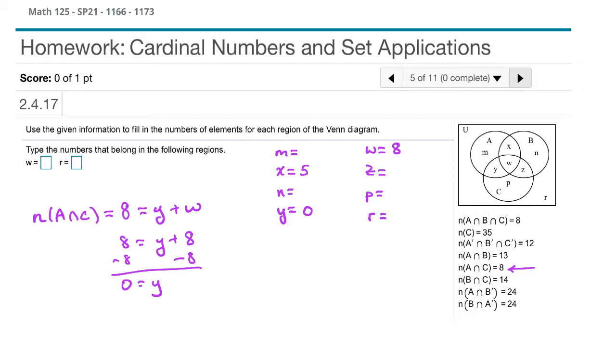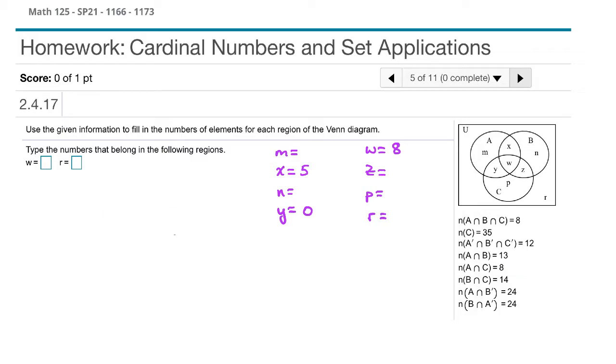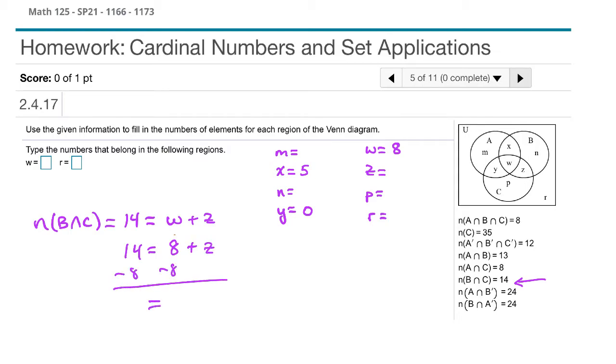Now, let's do the same thing for B intersect C. For B intersect C, we have a value given of 14. So the cardinality of B intersect C is 14. Where B and C overlap are the regions W plus Z. Again, we know that the value of W is 8, and so if we subtract 8 on both sides, that tells us that Z is a value of 6.